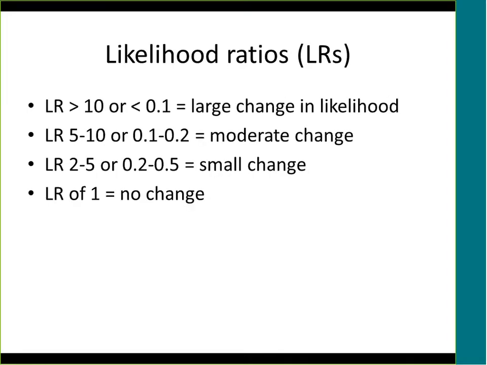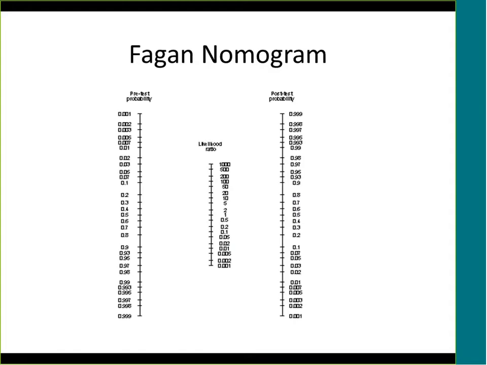So in general, if a test has a likelihood ratio greater than 10 or less than 0.1, that is considered a large change. If a test has a likelihood ratio between 5 and 10, or between 0.1 and 0.2 for a negative test, that's considered a moderate change. Tests with a likelihood ratio of 2 to 5 for a positive test, or 0.2 to 0.5 for a negative test, are considered small changes. And as I said, a likelihood ratio of 1 equals no change.